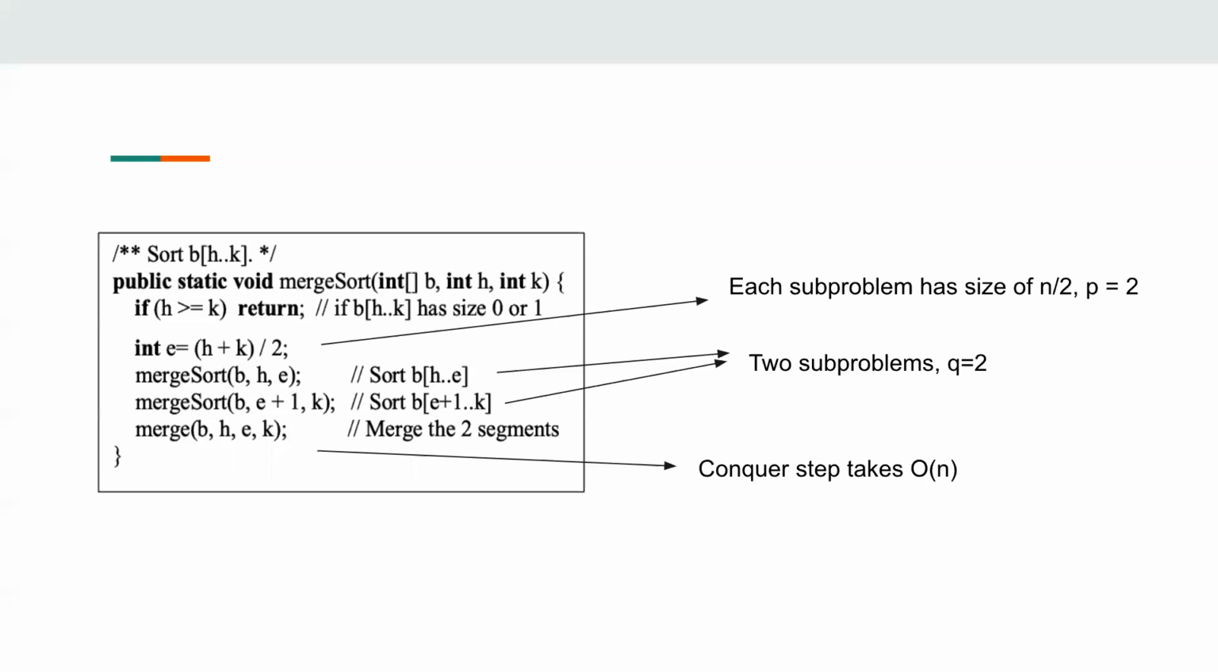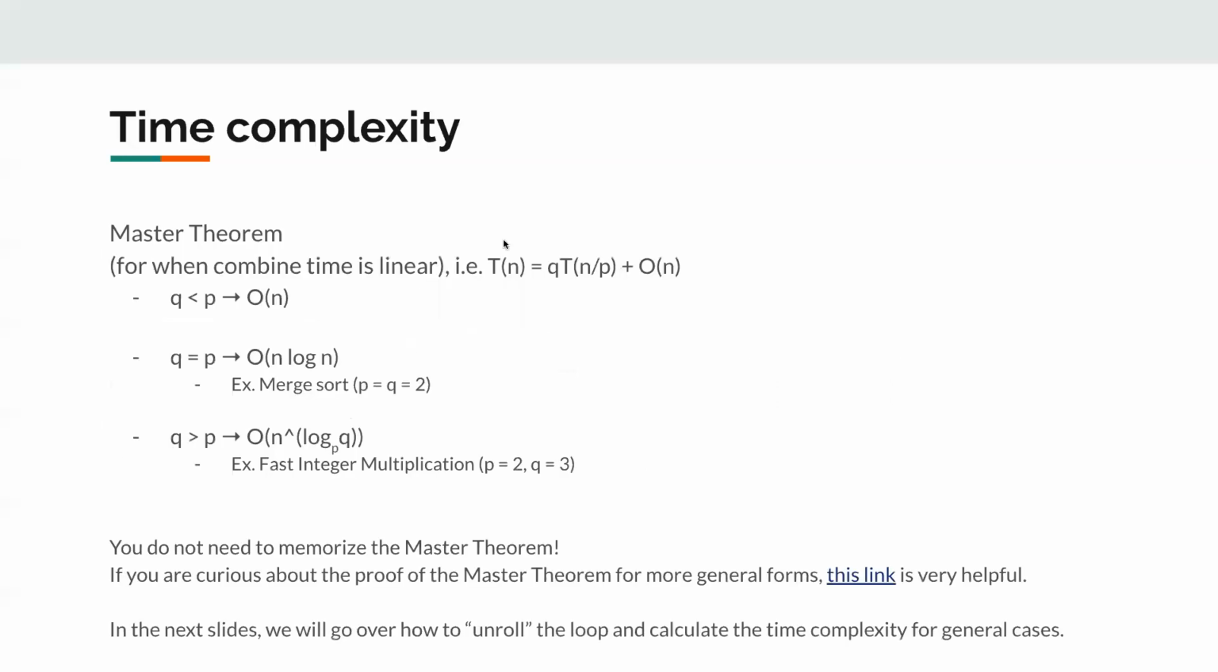I copied the code, or I take a screenshot from Java hypertext, but hopefully I cited it, so I won't get sued. If you read the code here, we divide each subproblem into size n over 2, which gives p equals 2 here. Then we recursively call the two subproblems, which gives q equals 2. Finally, in the conquer step, we take linear time. This builds up to this equation here, and then finally gives the runtime of n log n.